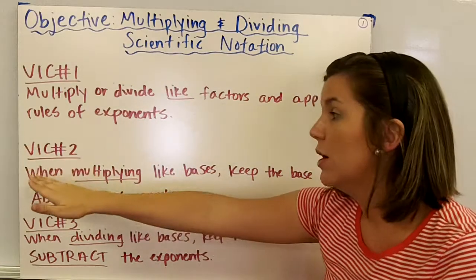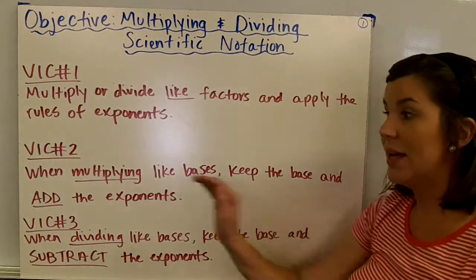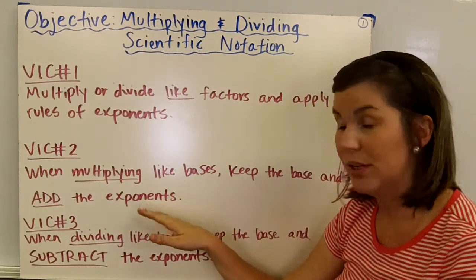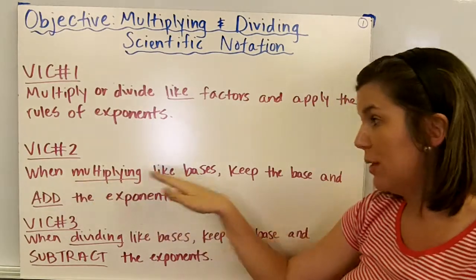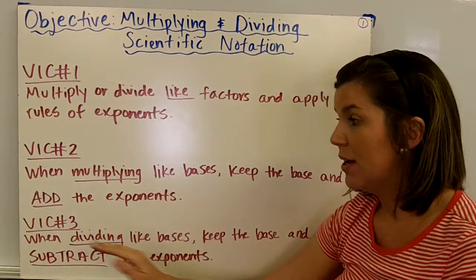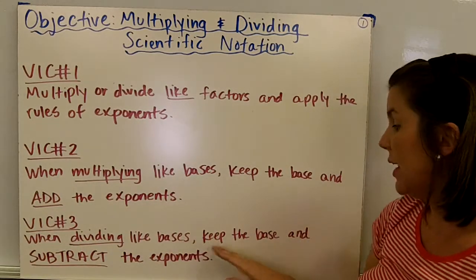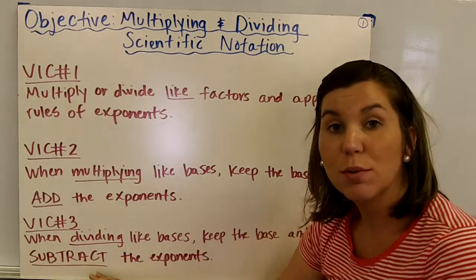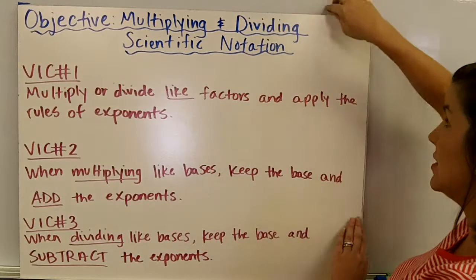Big idea number 2: when multiplying like bases, keep the base and add the exponents. So this is from our previous unit on exponent rules. When multiplying like bases, keep the base and add the exponents. Big idea number 3: when dividing like bases, keep the base and subtract the exponents. So you should be familiar with both of these skills.